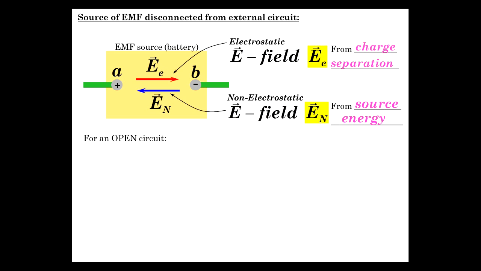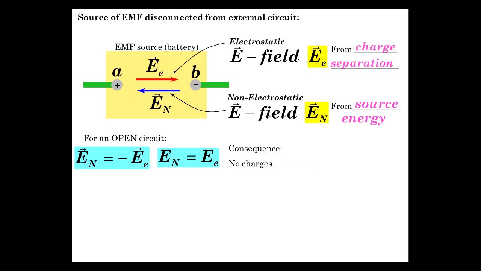And then getting back to the topic here, an open circuit means that there's just nothing connected, the battery's just sitting there. That non-electrostatic E field, which is something having to do with the chemistry of the battery, is equal to the negative of the electrostatic E field. Now this is pretty important that those are equal and opposite. If they weren't, there'd be a net flow of charge going across there. All right, so the magnitudes of both of those E fields are the same, so no charges move.